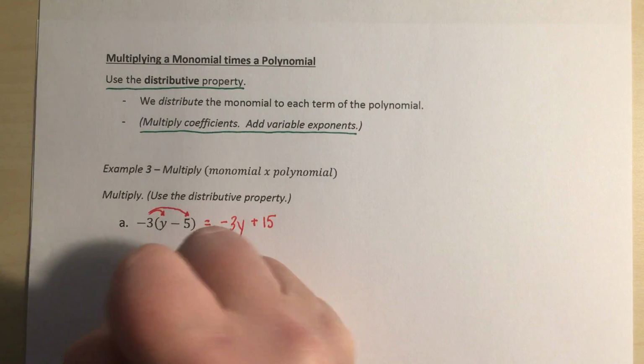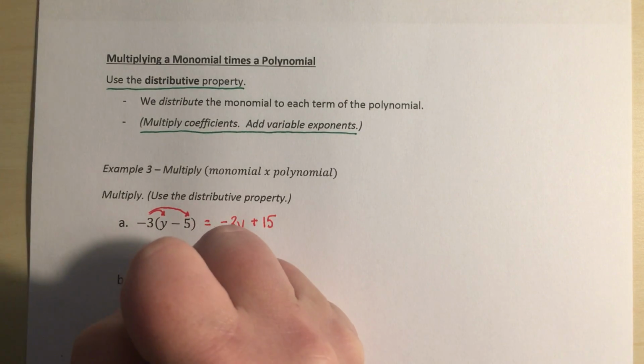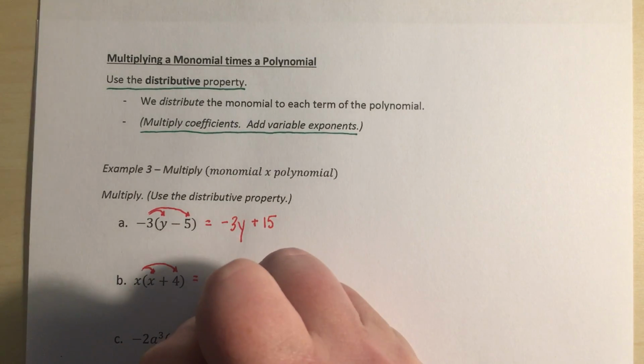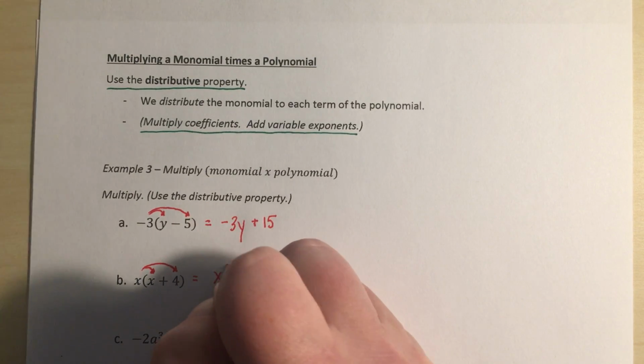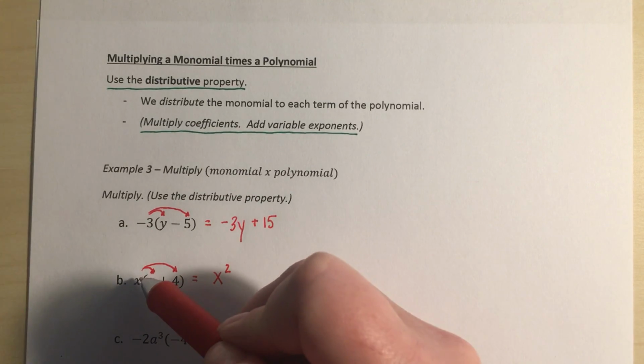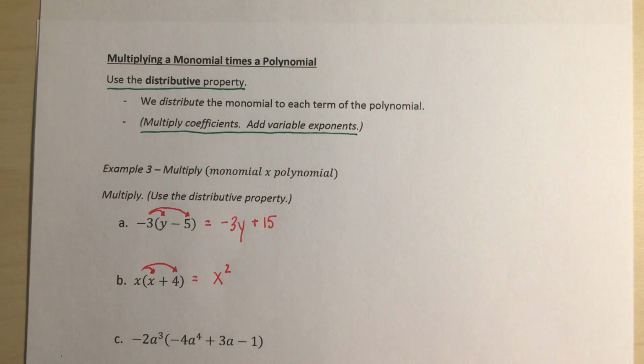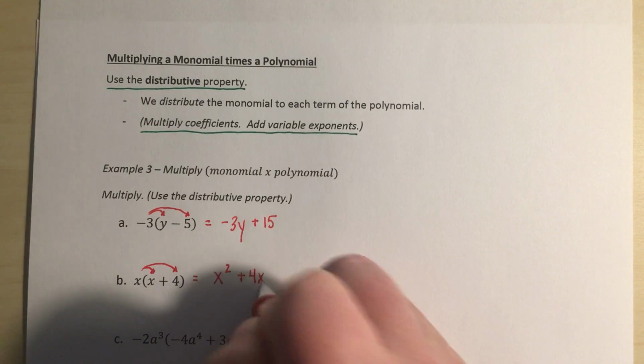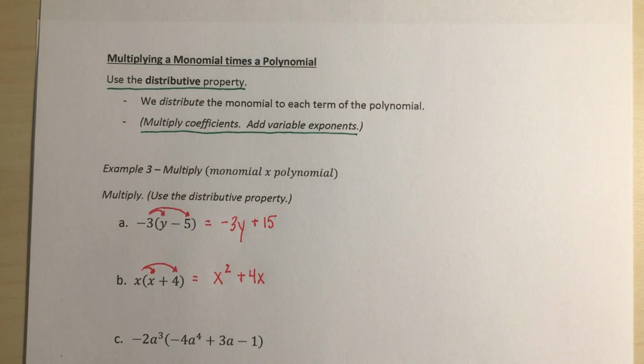All right, now we're going to distribute this variable x. Again, it's a monomial, it's one term. x times x is x squared. We add our invisible ones. There's an invisible one for an exponent of our x. There's an invisible one for our exponent of our other x. x times 4 is 4x. So we have x squared plus 4x for our product.